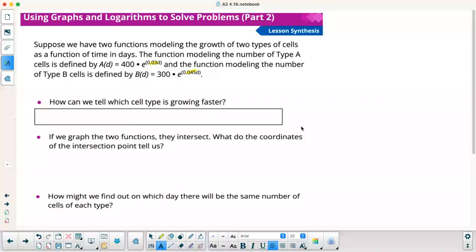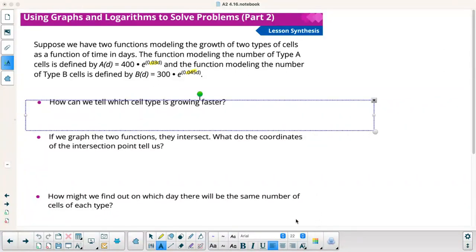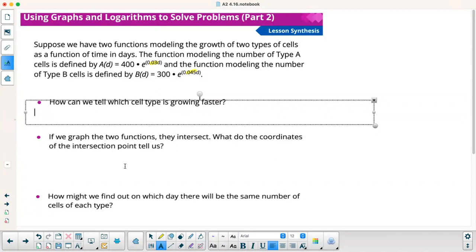So I would say type B is growing faster, because the growth rate is 4.5%. Okay, 0.045 means 4.5%. You've got to move the decimal two places to the right. Versus type A growing at 3%.